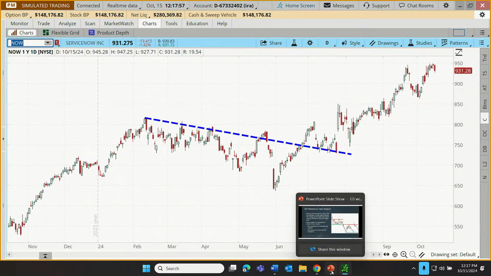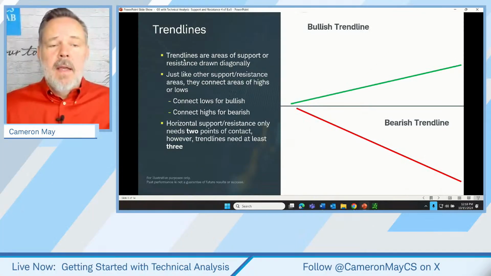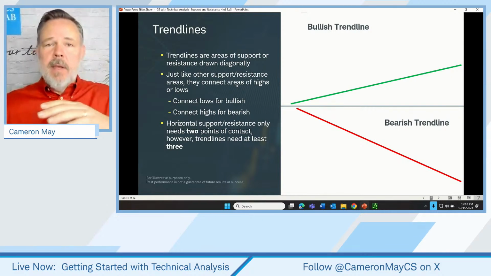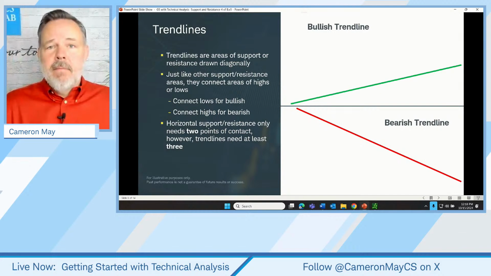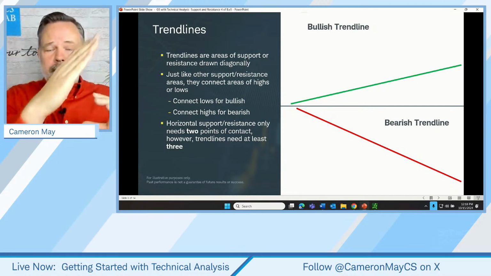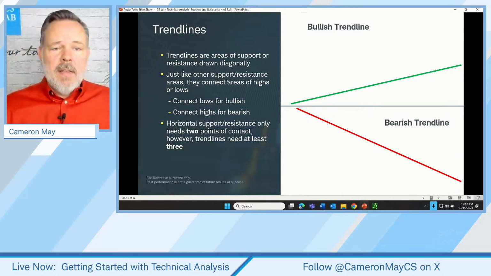So speaking of trend lines, let's talk about their role in identifying support and resistance levels. Trend lines, just as a reminder, are areas of support or resistance that are drawn diagonally. Just like other support or resistance areas, they connect areas of highs and lows. We've been looking at horizontal areas of support and resistance, but floors and ceilings don't always present themselves exactly horizontally. Sometimes they will be climbing, other times they'll be declining. So we just connect the highs and the lows.